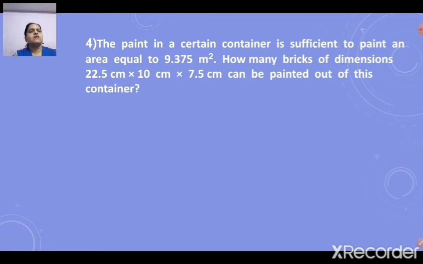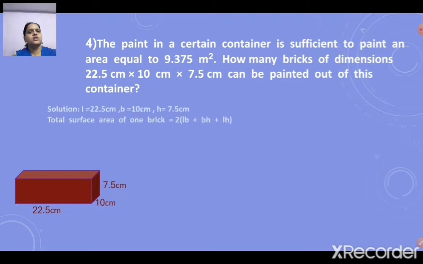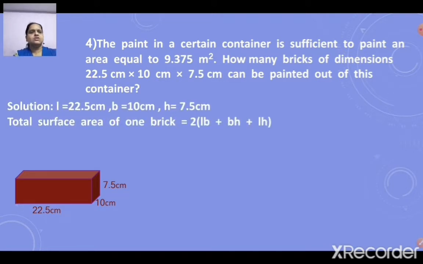What is given? We want to find the number of bricks, and the dimensions of the bricks are given, and how much paint we are having, that is 9.375 meters square. So how many bricks can be painted by using this paint, that we have to find. So let us understand the sum first. Yes, this is a brick with the dimensions over here. Height is 7.5 centimeter, breadth 10 centimeter and length is 22.5. Let us see the solution.